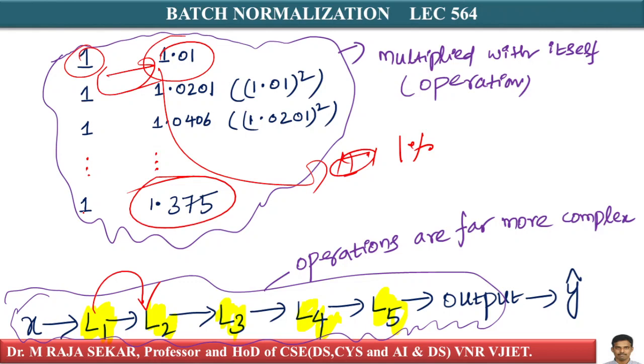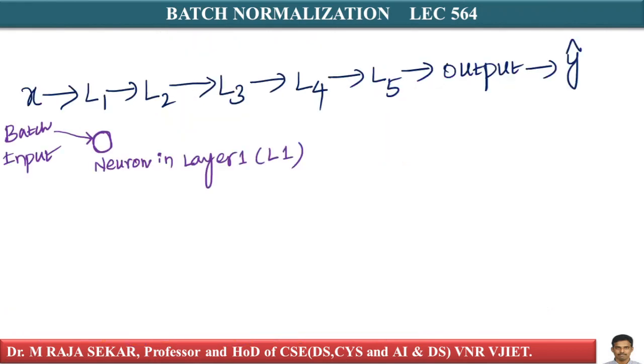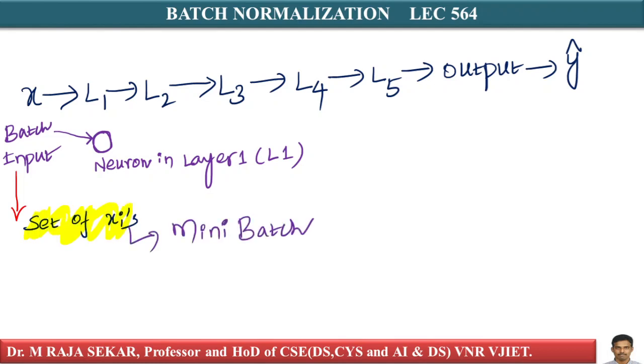Let's take a neuron in L1. The input it gets in each batch. So I get a batch input to this neuron, which is in layer 1. Basically, a batch is a set of examples. What is my batch? It is a set of examples, which is what I called a mini batch.